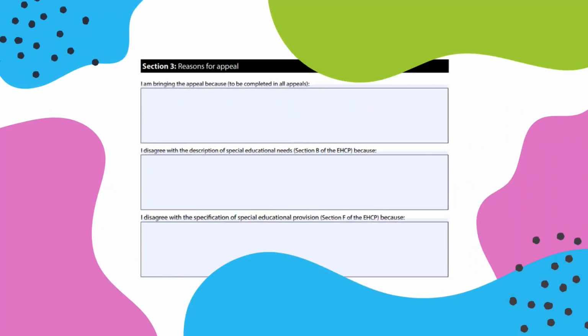The following two boxes will only need to be completed if the parent, carer, or young person is appealing against Sections B and or F. Again, if, for example, the parent, carer, or young person disagrees with the description of special educational needs in Section B, then the reasons why they disagree need to go into the relevant box, linking to professional reports where possible. Again, if more space is required, the parent, carer, or young person can write, "Please see attached sheet," in the box.